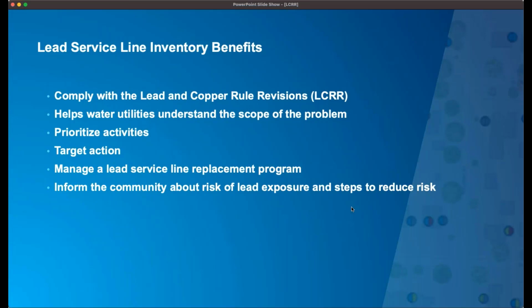You're going to use that inventory to help manage your replacement program. And again, you're going to use that inventory to inform the community about their risk of lead exposure. And it's also a way to show your ratepayers how you are taking action to safeguard their health.